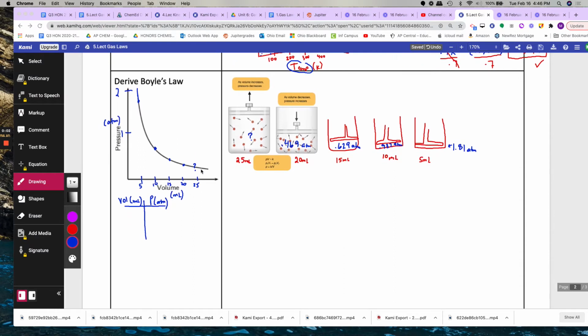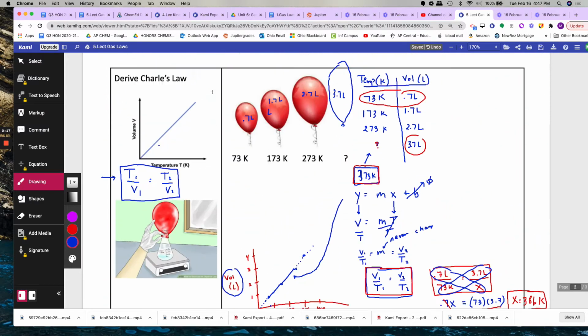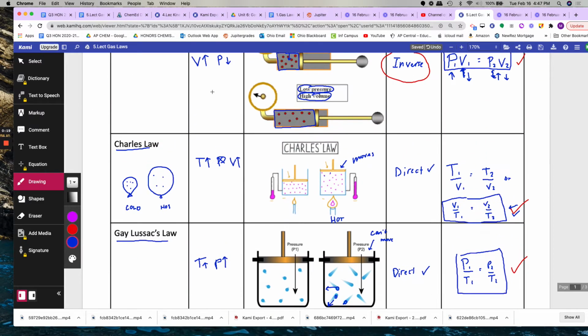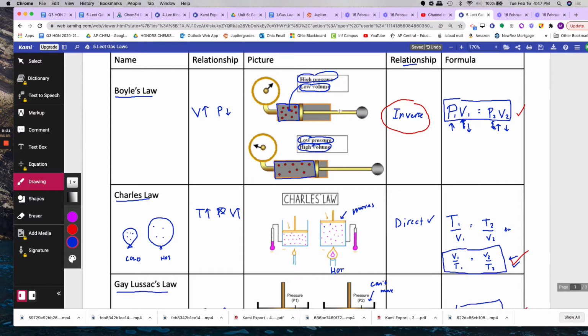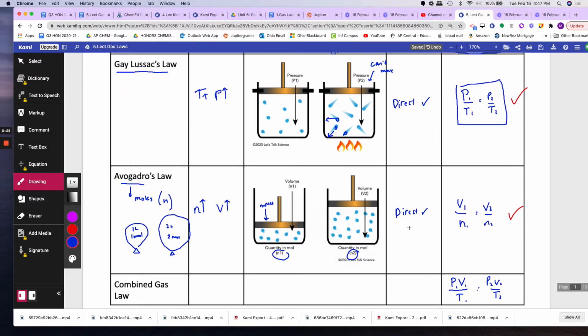So Boyle's law is P1 V1 is equal to P2 V2. If the pressure goes up, then the volume must go down. They are inversely related. If you look at the gas laws above, Boyle's law is the only one that's inversely related, while the rest of them are direct, direct, direct.